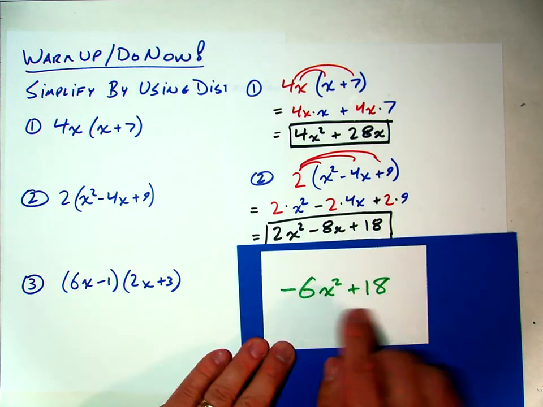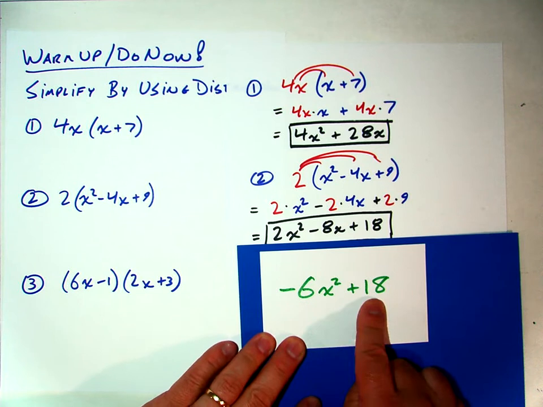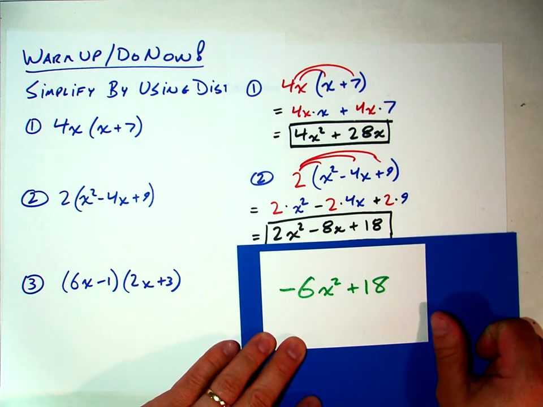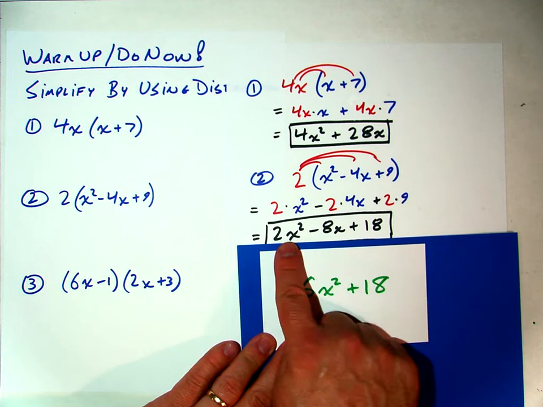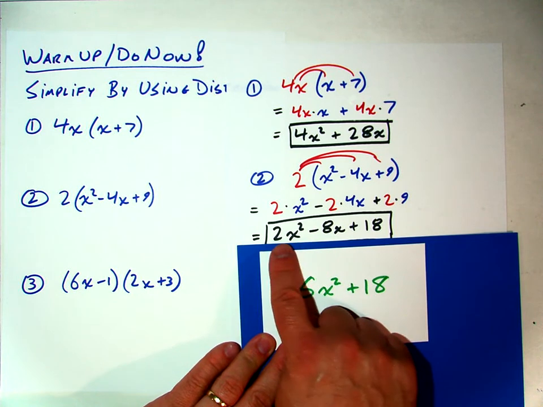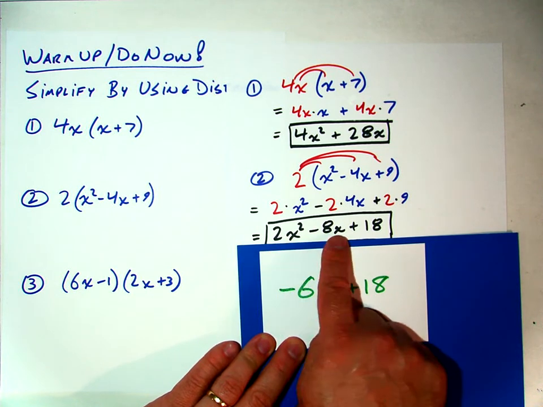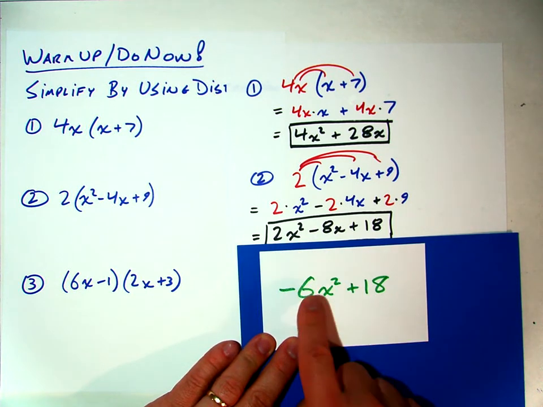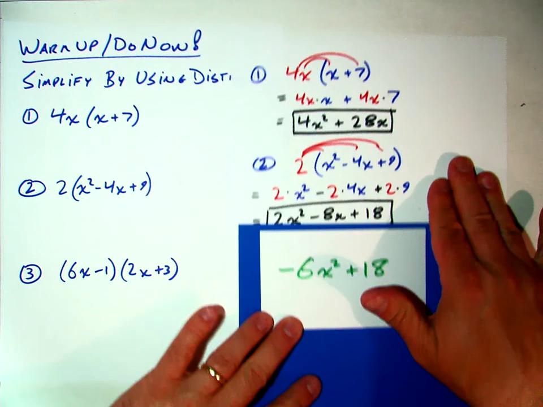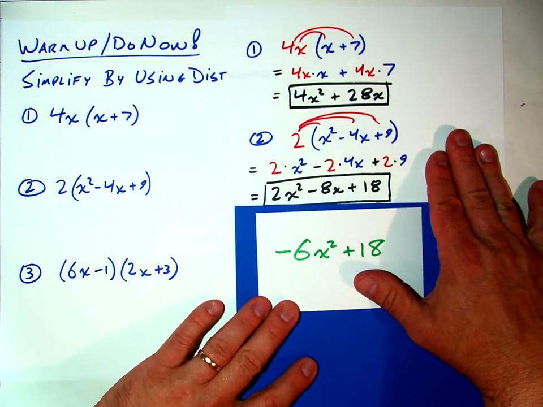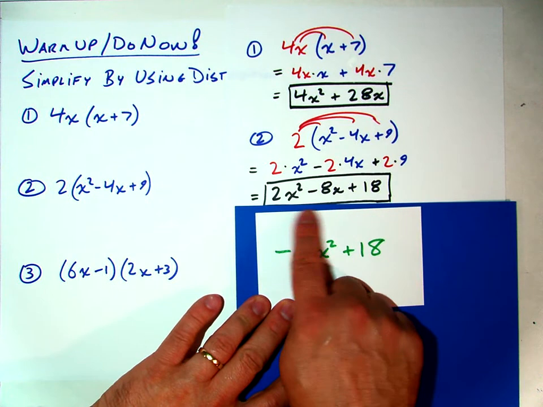Now some of you have this answer, negative 6x squared plus 18. So who can tell me what they did? All right, so you combined these two terms, you subtracted them. So you did positive 2x squared minus 8x. So you said 2 minus 8 is a negative 6, and then you brought along the x squared. Is that correct? Can we do that? No. Why not? Because they're not what?